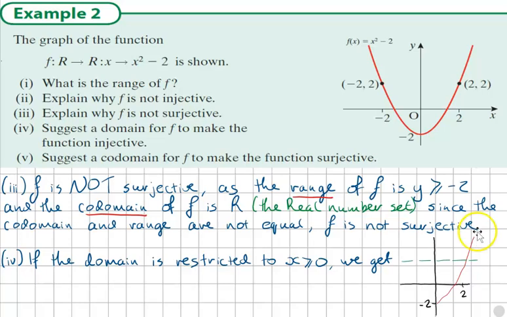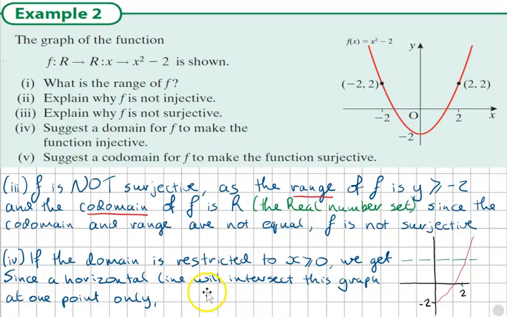So we're basically taking the right-hand side, the positive part of the x-axis, of our graph. So if you imagine that we've cut a line down the middle, the y-axis, and we've only taken the right-hand side of the graph. So if we restrict the domain to x values greater or equal to 0, so the positive part of the x-axis, the right-hand side, this is the graph that we get.